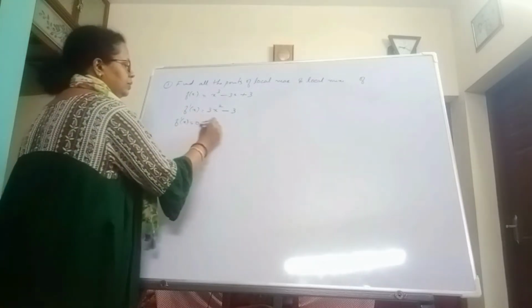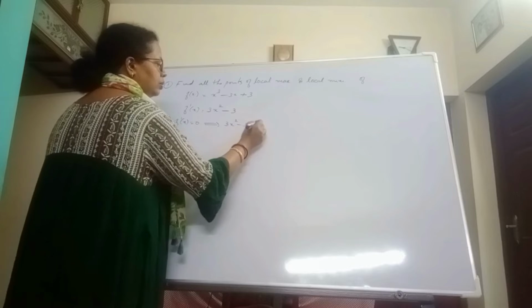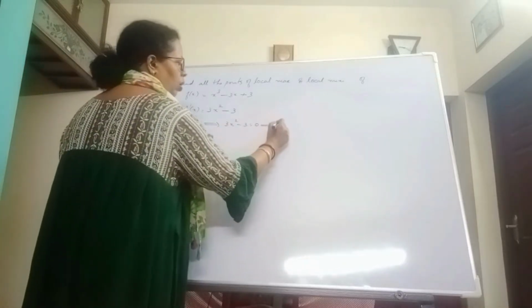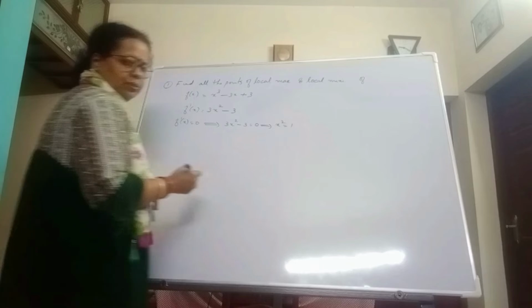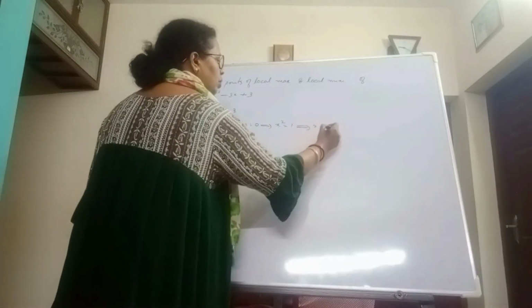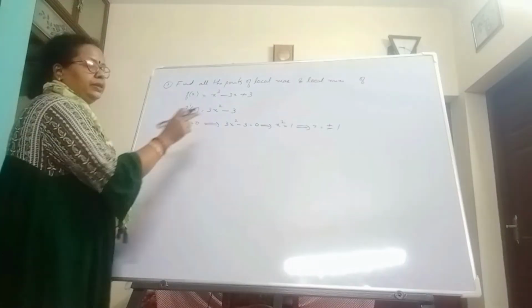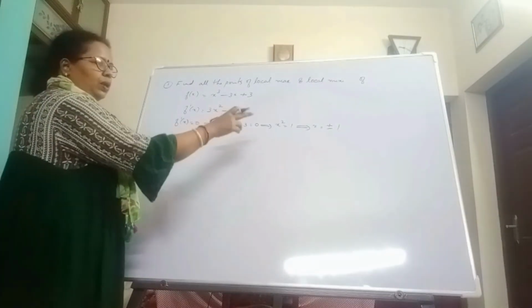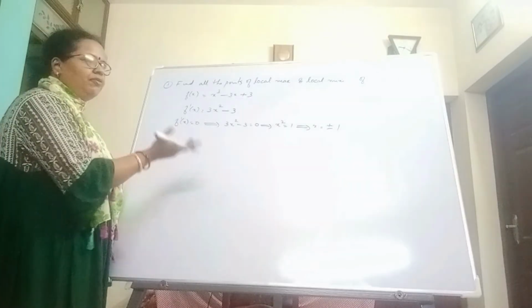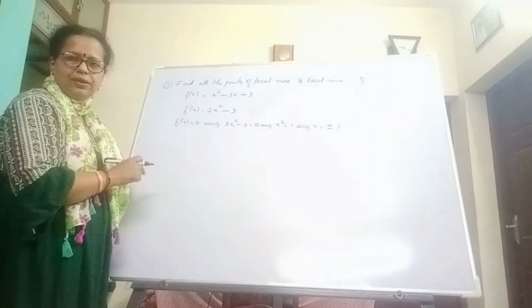f dash x equal to 0 gives what? 3x squared minus 3 equal to 0. It implies 3x squared equal to 3, or we are getting x squared equal to 1. It implies x equal to plus or minus 1. So we got two values, two possibilities: x equal to plus 1 or minus 1. There maxima or minima, some value exists. That we got when we equate f dash x equal to 0.